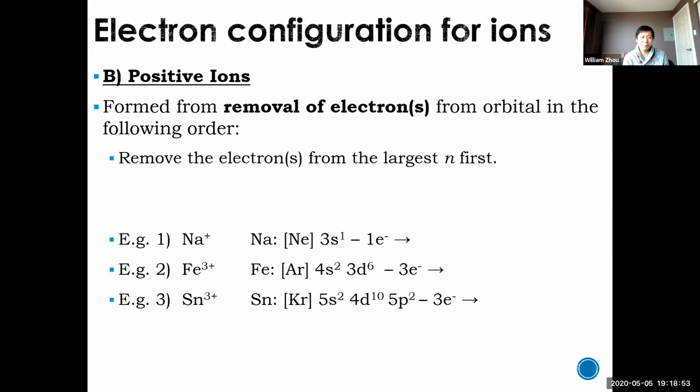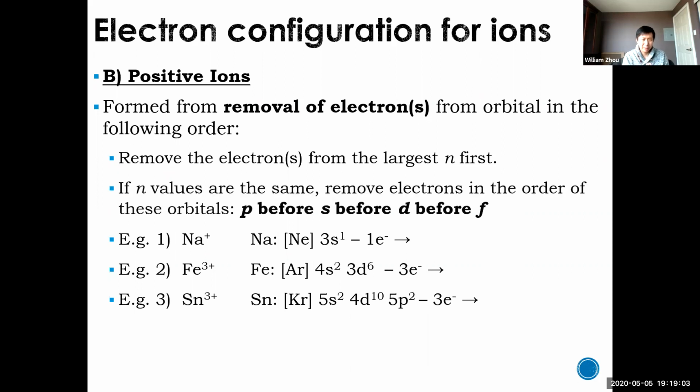Now, what if it's tied? You both have a 5, let's say. What's the tiebreaker? If you have a tie, then you remove electrons in this order: P before S, before D, before F. Realistically, you don't need the last two. Just remember P before S. I've never seen a question where you needed to use the latter part of that rule. So if you have a tie, you take it from the P first, and then you take it from the S. You've got to know the order here.